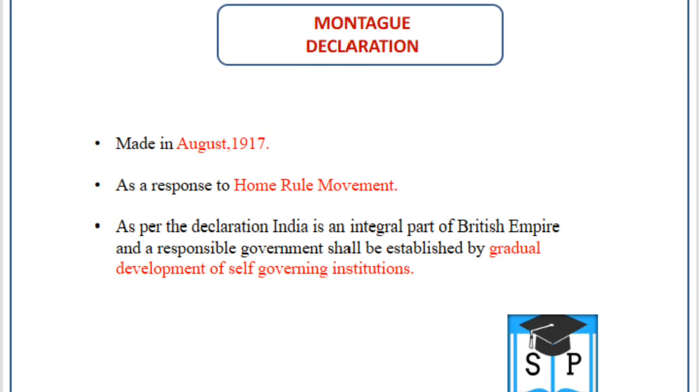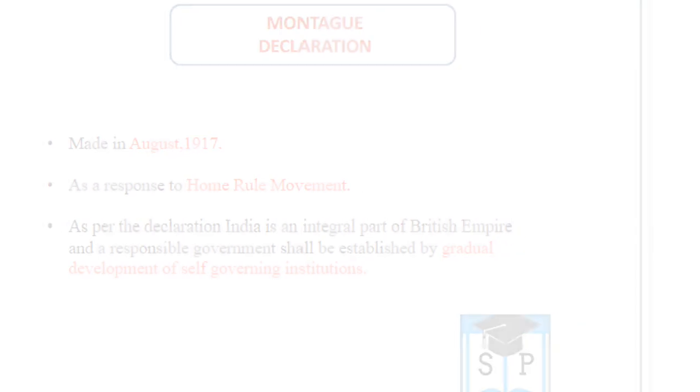Montagu Declaration. This declaration was made in August 1917. It was made as a response to the Home Rule movement. As per the declaration, India is an integral part of the British Empire, and a responsible government shall be established by the gradual development of self-governing institutions.